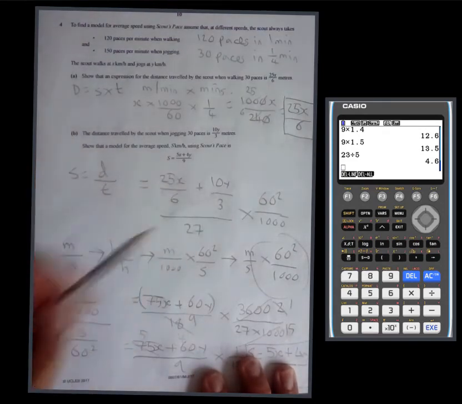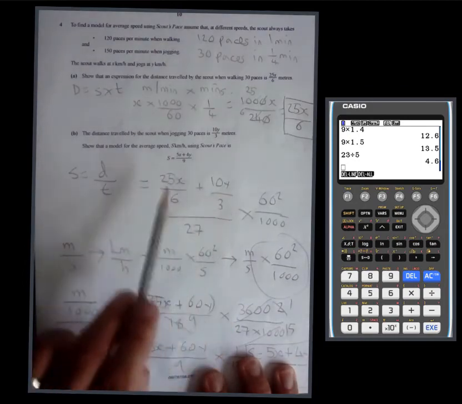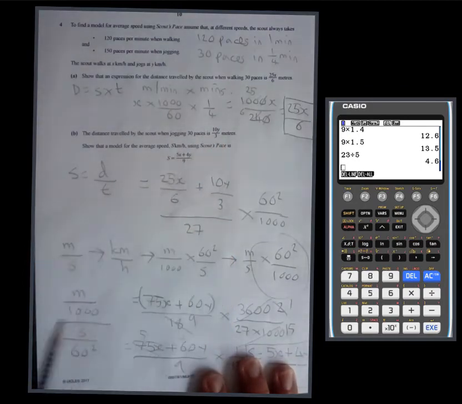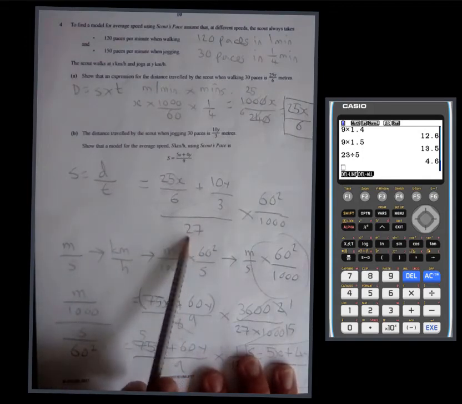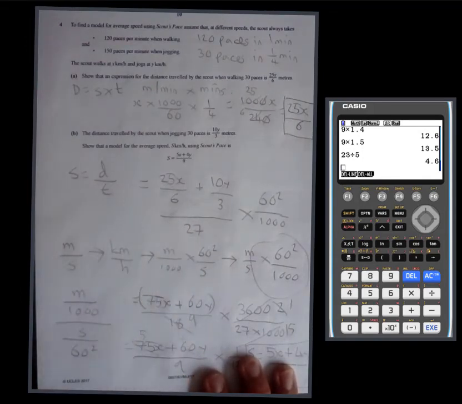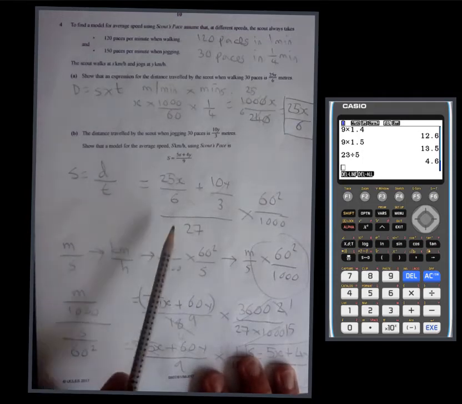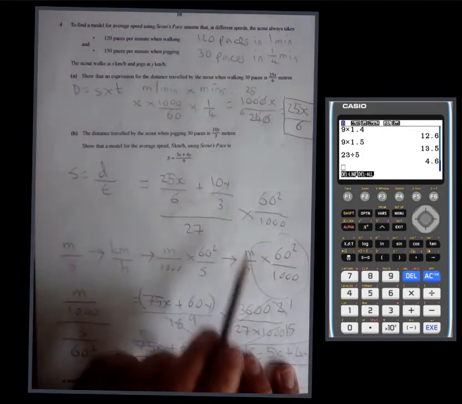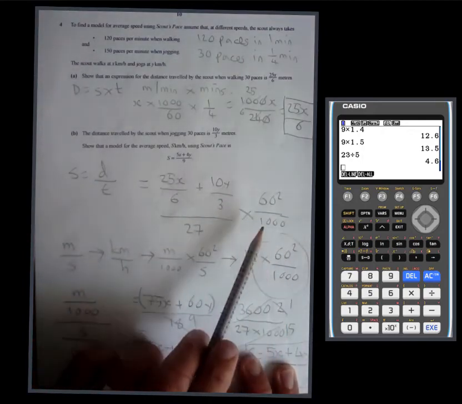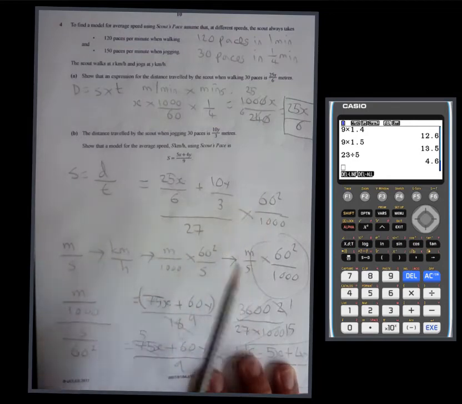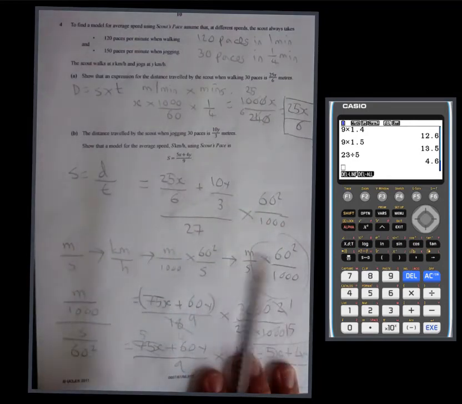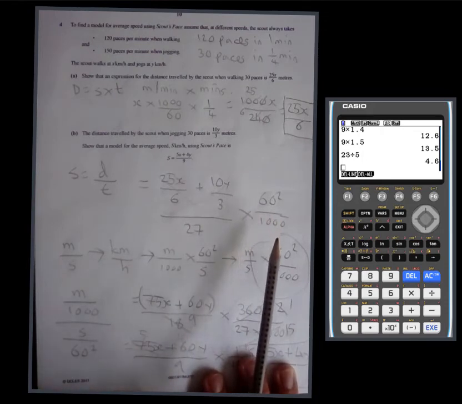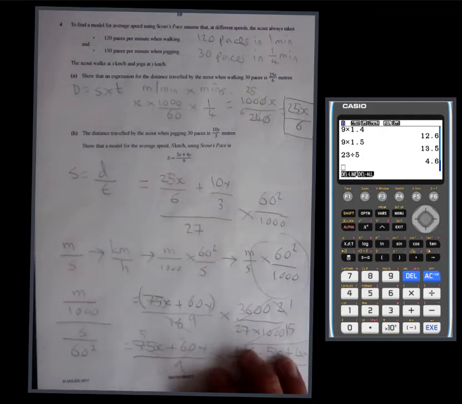This was the distance travelled by jogging 30 paces, and that was given to us, 10y over 3. This 27 here, remember, was the total time it takes to walk 30 paces and to jog 30 paces afterwards. So we'll have to do something with that. And this bit here was to convert a speed in meters per second to a speed in kilometers per hour. Okay, so if you think about the model, what's going to change and what's going to stay the same?